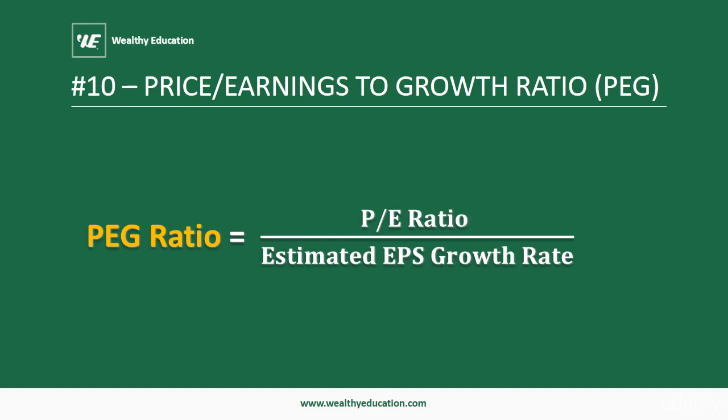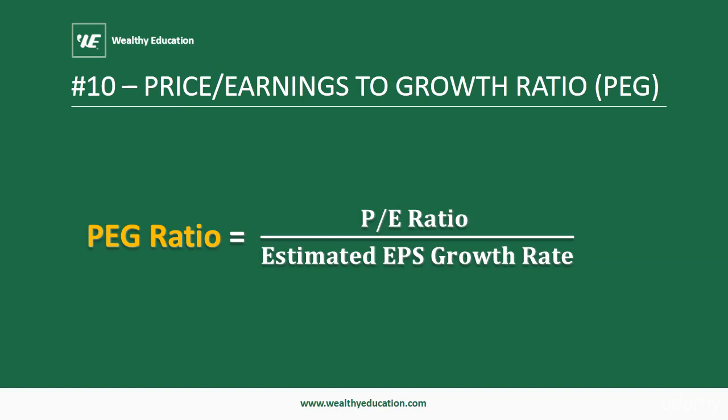If the PEG ratio is less than 1, this means that the stock is undervalued or it's cheap to buy. If the PEG ratio is greater than 1, this means that the stock is overvalued or expensive. If the PEG ratio is equal to 1, this means that the stock is selling at a reasonable price, and it will be considered a fair investment.